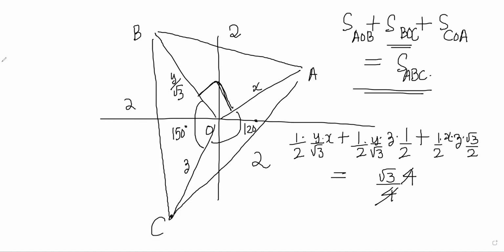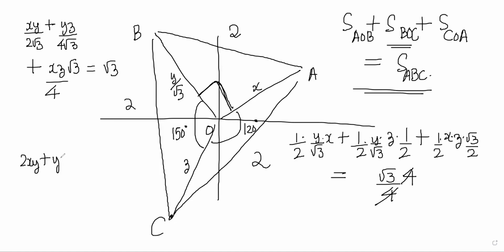So what we are getting is this relation: xy by 2 root 3 plus yz by 4 root 3 plus xz root 3 by 4 is equal to root 3, right? If you multiply throughout by 4 root 3, you will get 2xy plus yz plus 3xz is equal to 4 root 3 into root 3, which is equal to 12. And this is what the question is asking you.